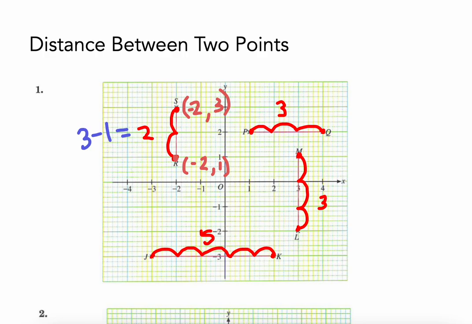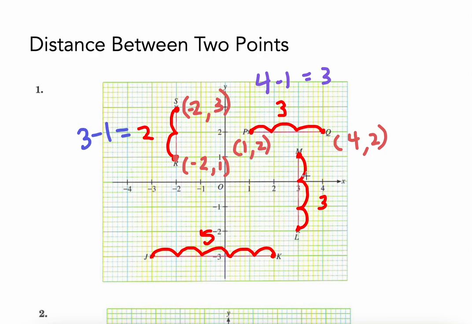Similarly, for this point right here, P is at 1, 2, and Q is at 4, 2. They have the same y value. They both have a y equals 2. So you would perform the opposite, which is subtract their x values. So this would be 4 minus 1, which would equal 3, because their other value, whether it's an x or y value, is exactly the same. So you're trying to figure out how far away they are with their other x or y value.